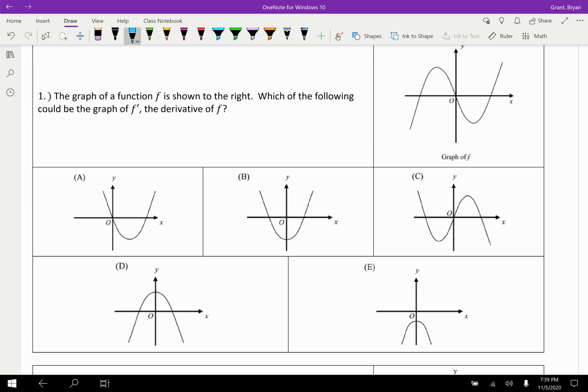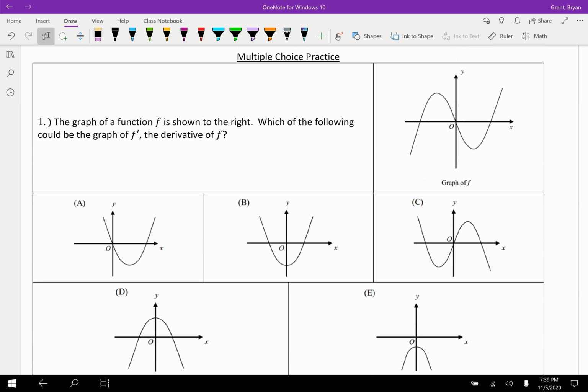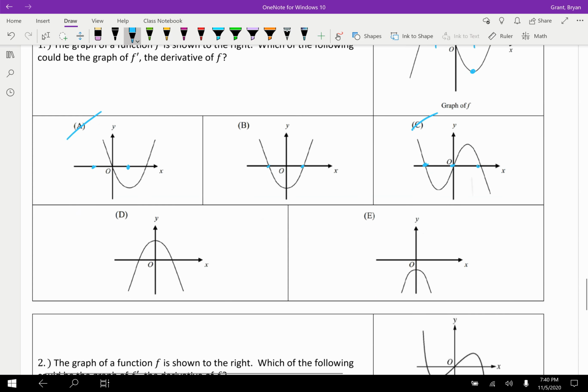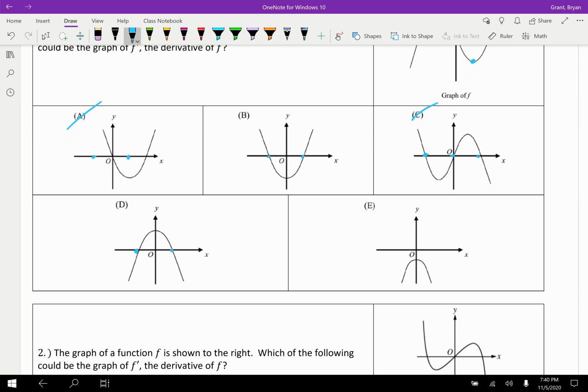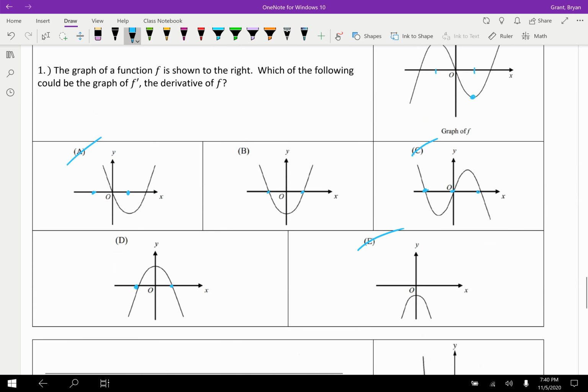Okay, graph to the right. We're looking for f prime. Here's how I break it down. Critical point, critical point. Those are x-intercepts. So there better be an x-intercept, maybe, I don't know, a centimeter to the left of 0 and a centimeter to the right. So this guy is out. That should have an x-intercept here and here. That one looks okay. This one's definitely out. That is 3 x-intercepts. That's a no-no. This one looks okay, and that one doesn't have any x-intercepts. That's definitely out. We're down to B and D.